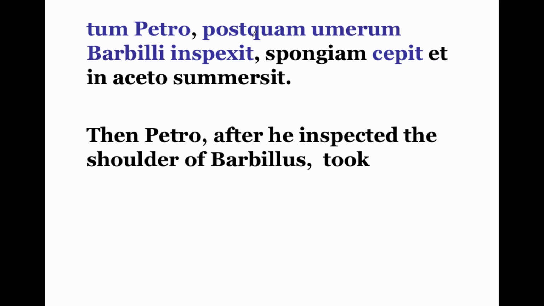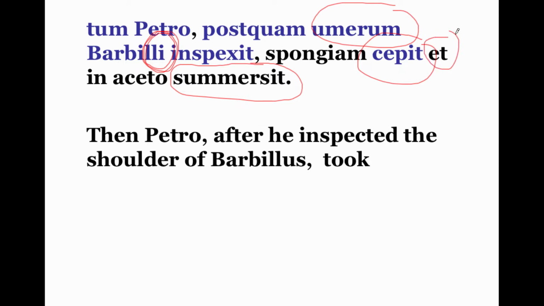So inspexit will have its own direct object, umerum, meaning the shoulder, and Barbilli is genitive singular. So after he inspected the shoulder of Barbillus, now we go back to the main sentence. Now, the main sentence has 2 verbs. We have cepit, and then here's another verb, summersit. So when you have more than one main verb in a sentence, separated by a conjunction like et here, meaning and, you're going to handle the first verb and then move on to the next.